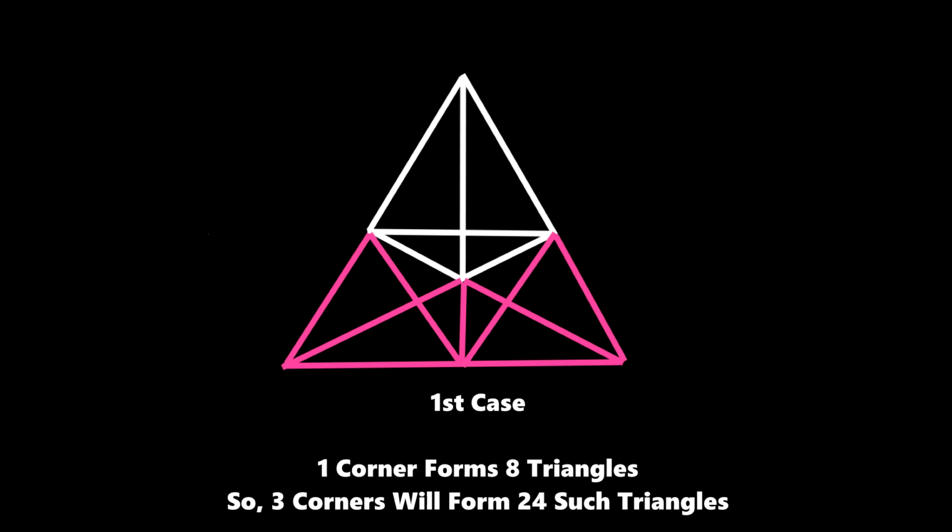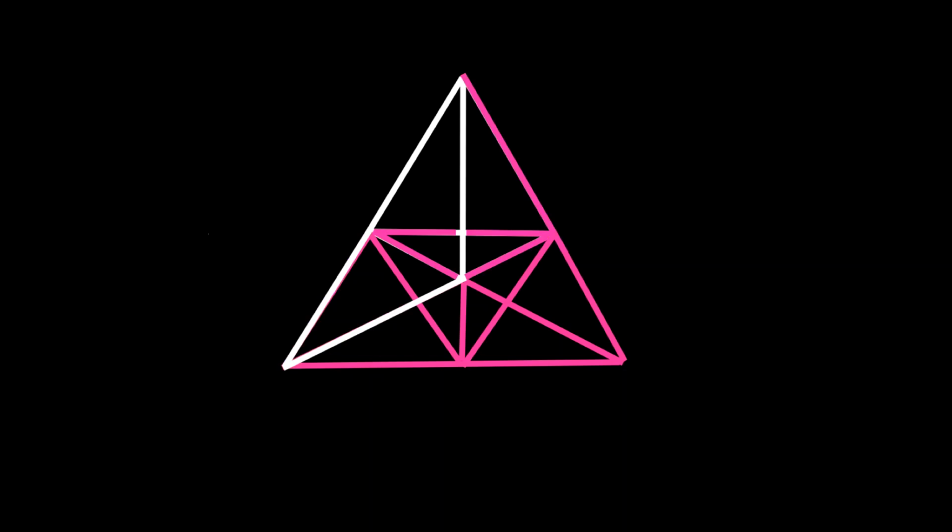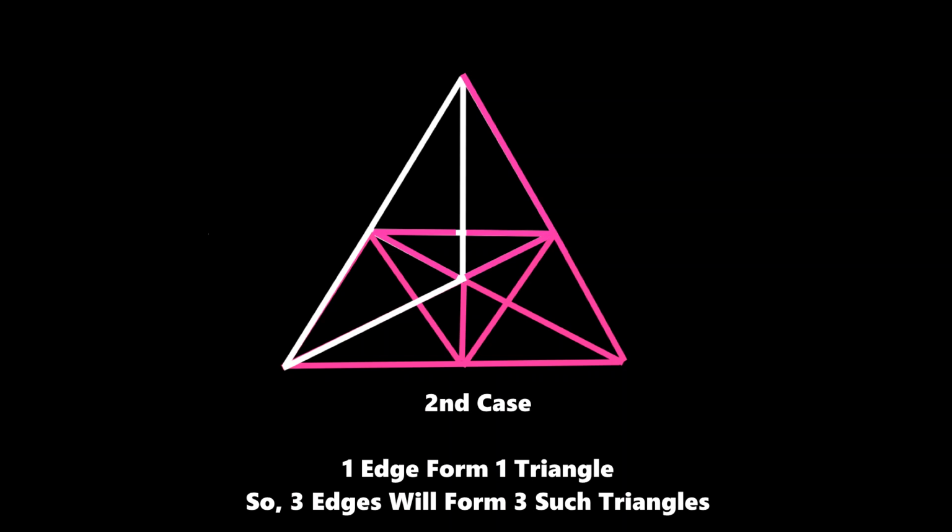For one corner it makes 8 triangles. So for 3 corners it will make 24 triangles. Now look at the second case. One outside edge forms this one triangle. So 3 edges will form 3 such triangles.